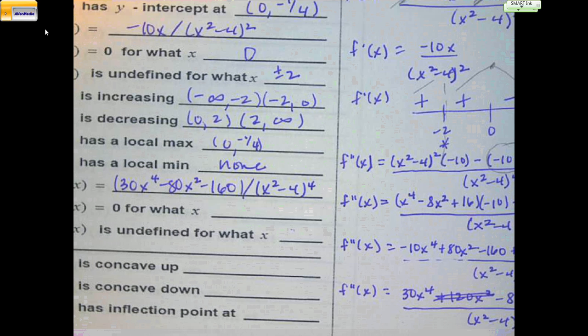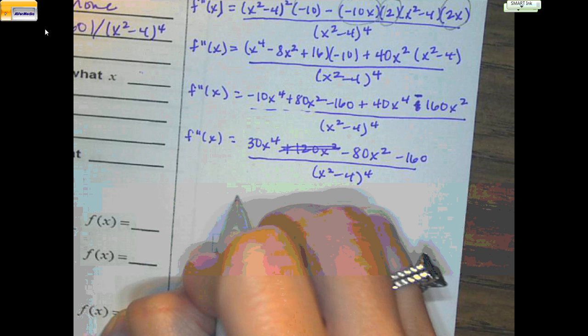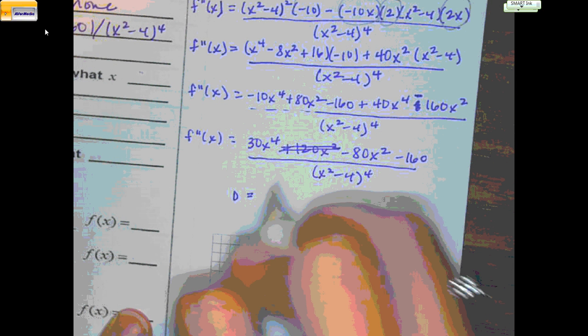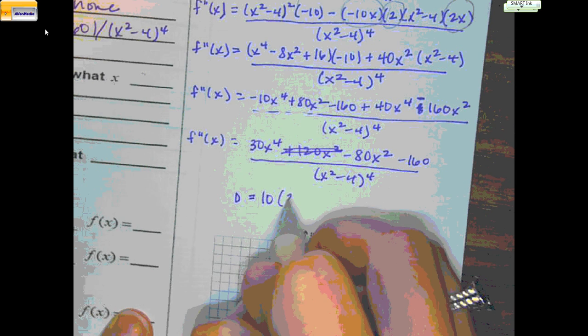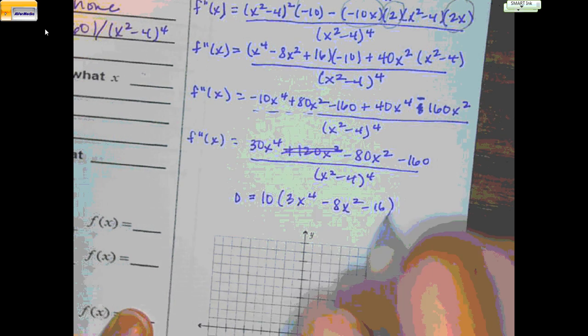Next step, second derivative is 0 for what x? So we set the top equal to 0. When I do that, I'm going to go ahead and take out a 10 to make this a little bit better, so that I have 3x to the 4th minus 8x squared minus 16.